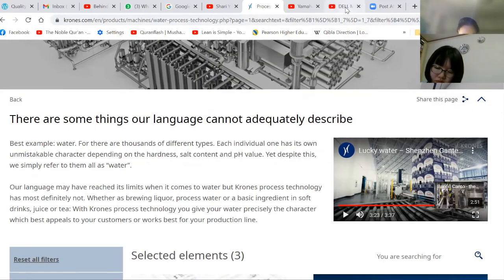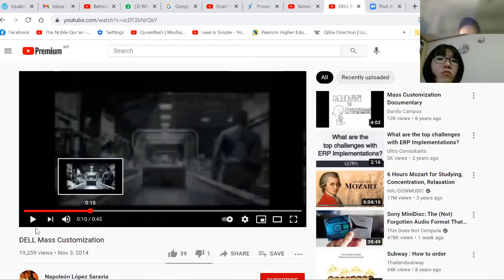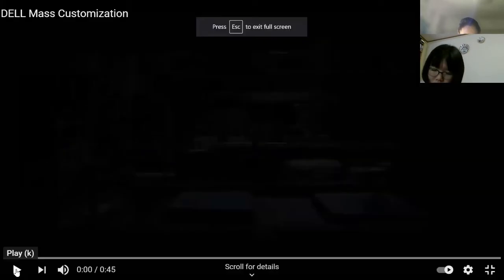So the last one is actually mass customization. This is mass customization from Dell. If you know, Dell produces computers.